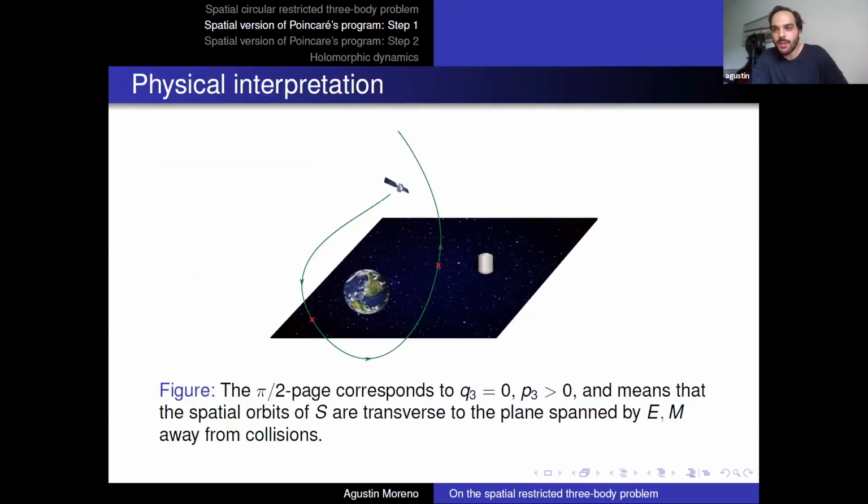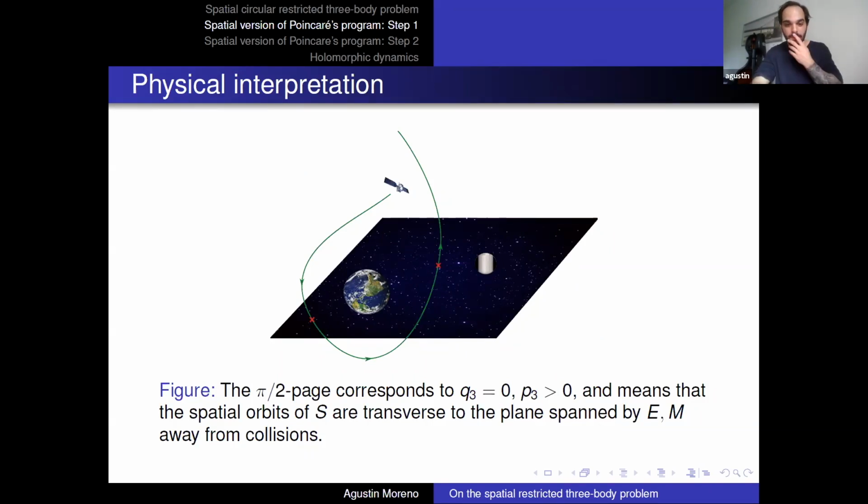But first of all, let's try to interpret what this says, right? If you look at what it means, the pi over 2 page is just Q3 equals 0 and P3 is positive. So this just means you sit on the plane and then you start shooting orbits up. And because you have these 2 primaries in here, the satellite is going to be attracted by them. So it's going to come down and then it's going to come back up and then down again. So it's going to do stuff like this. So naively, this means that this page is transverse to the dynamics. But of course, this only works as long as you're away from the collision locus.